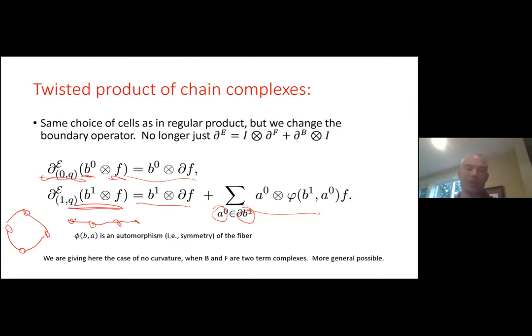But what you might do is pick just one of the one cells in the base and say, well, when I take the boundary on the left side, I'm going to impose a twist. And on the right side, I'm not going to impose a twist. I'm going to make the phi so that there's a twist on the left, but not on the right. And that will give you the cellulation of the Mobius strip. And for any choice of this phi, this is still a valid chain complex, and so it's a valid quantum code.